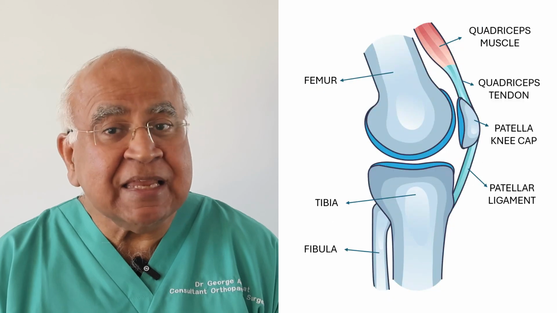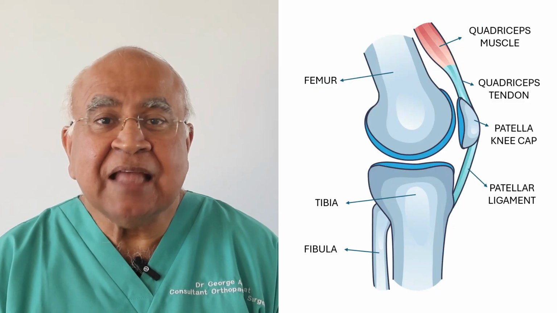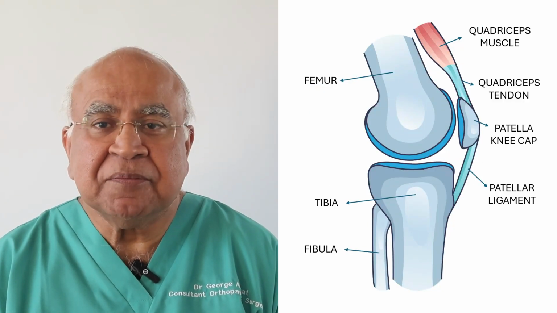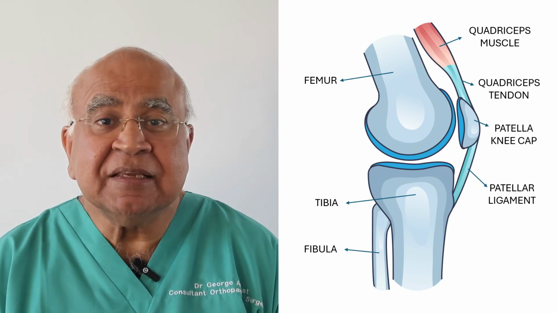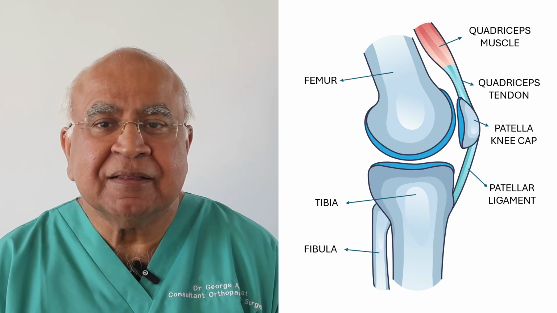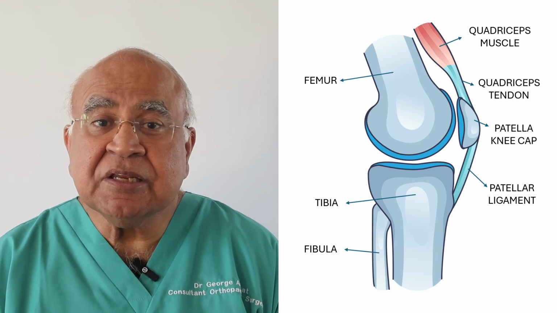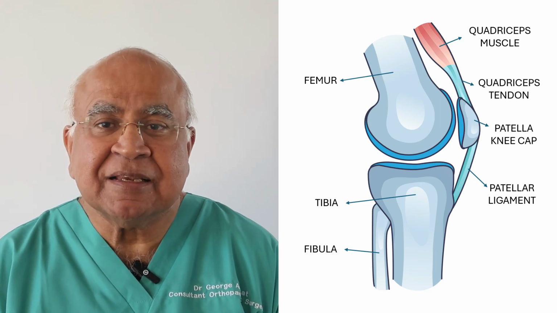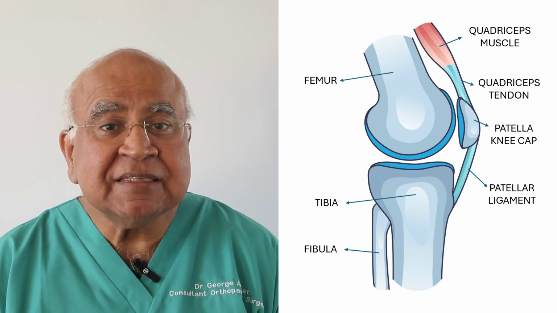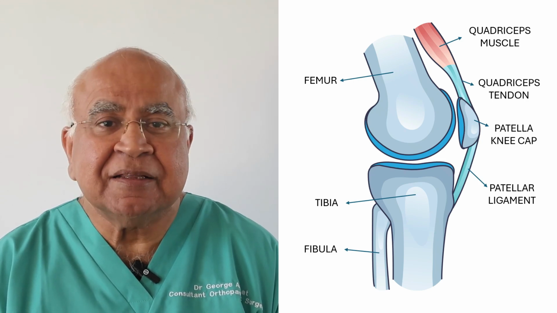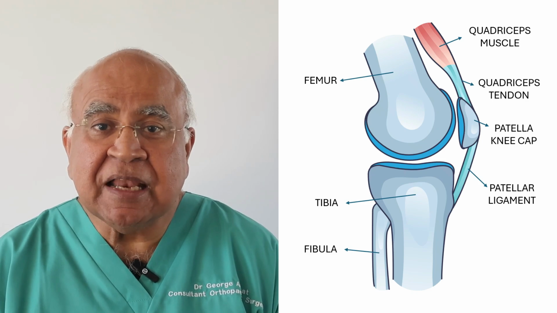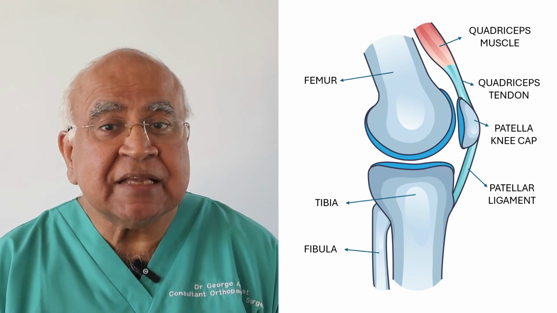Let us look at the knee joint. At the top, we have the femur. Below it are the tibia and the fibula. In the front, we have the quadriceps muscle, which continues into the quadriceps tendon. This attaches to the kneecap or patella. From the patella, the patellar ligament attaches to the tibia.